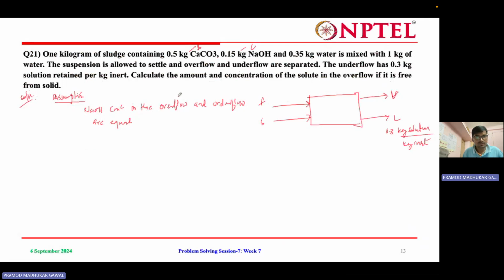Now total solute is equal to 0.15 kg, and total solvent is 1 plus 0.35, that's 1.35 kg, right?